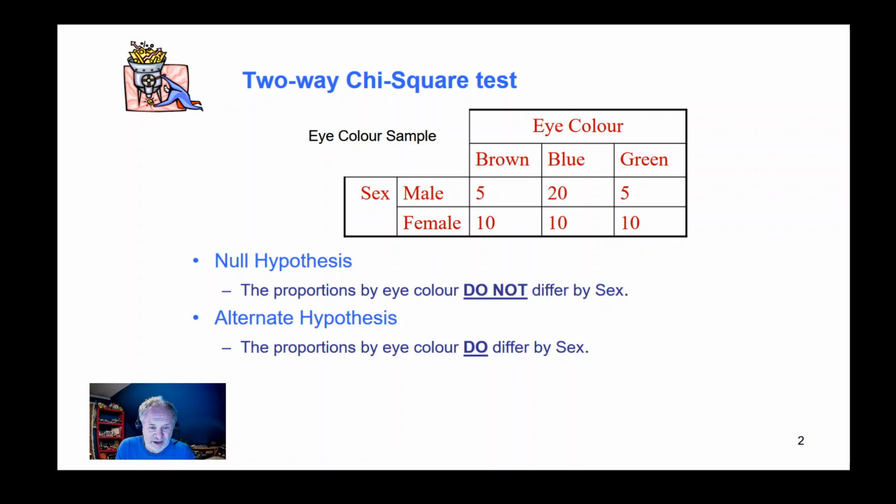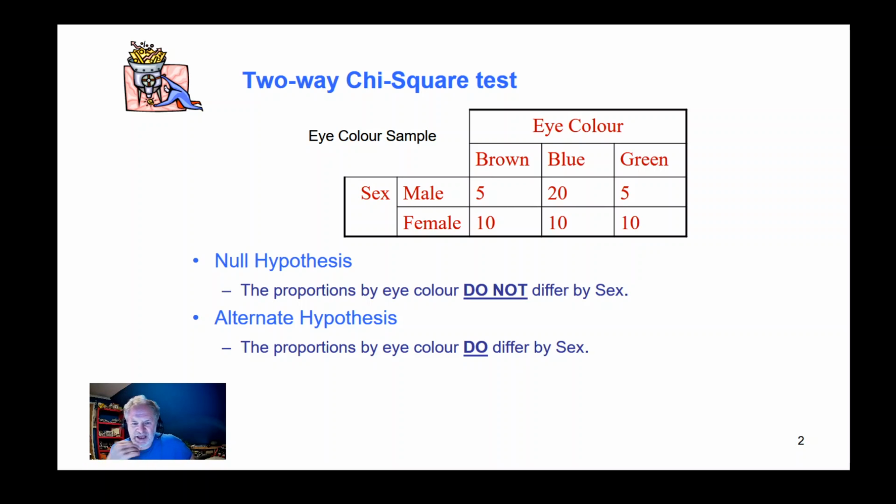And this is my sample. So these are my observed frequencies for brown, blue, and green-eyed people for males and females. The null hypothesis is proportions by eye color do not differ by sex. Alternate hypothesis, the proportions by eye color do differ by sex. So the hypothesis here is embedded actually in the data.